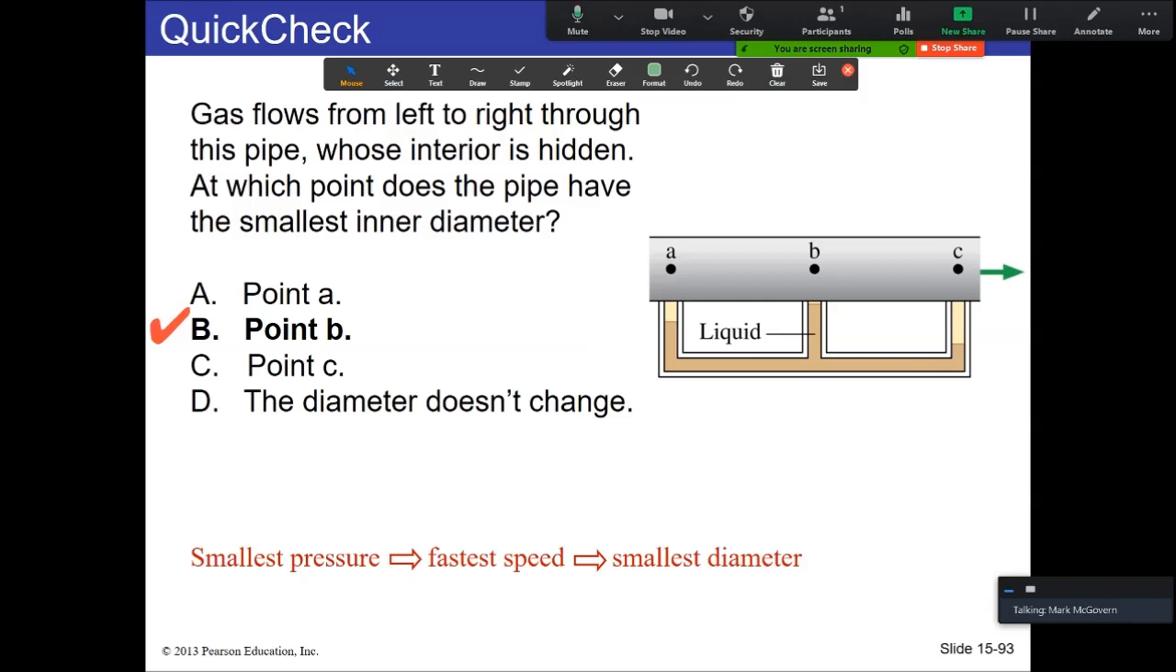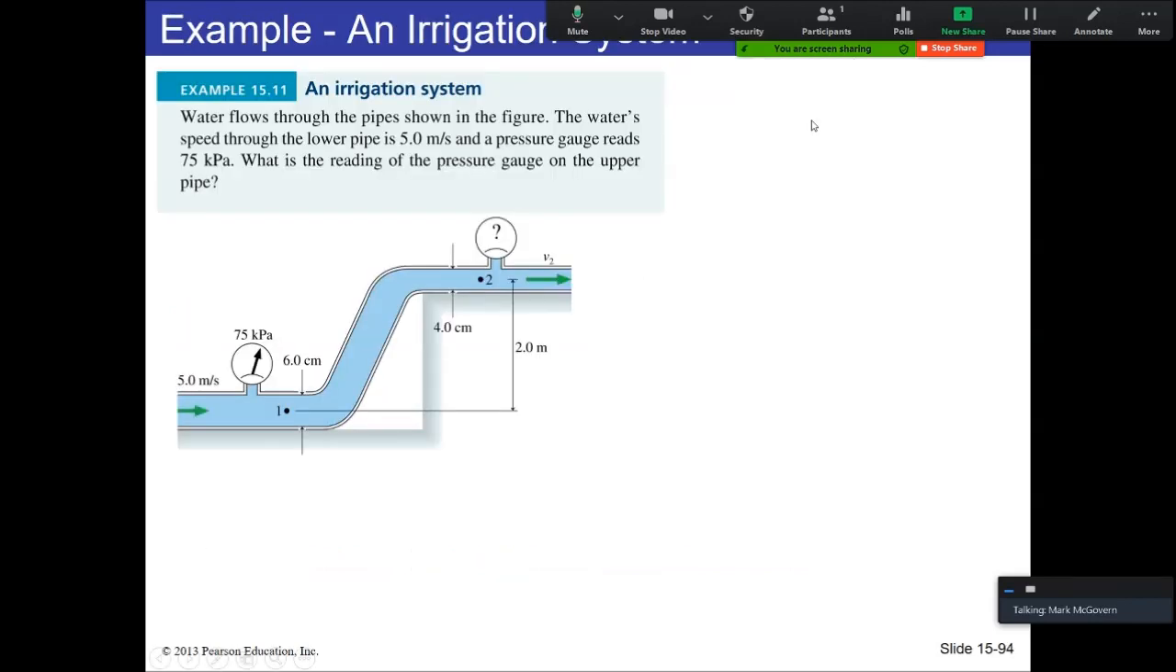The equation of continuity tells us that small diameter is a fast speed. Bernoulli's equation tells us fast speed means small pressure. And we see that in the columns of liquid there. One last example here.